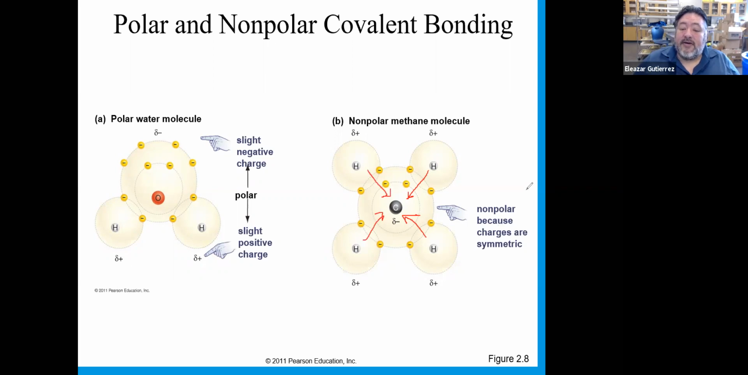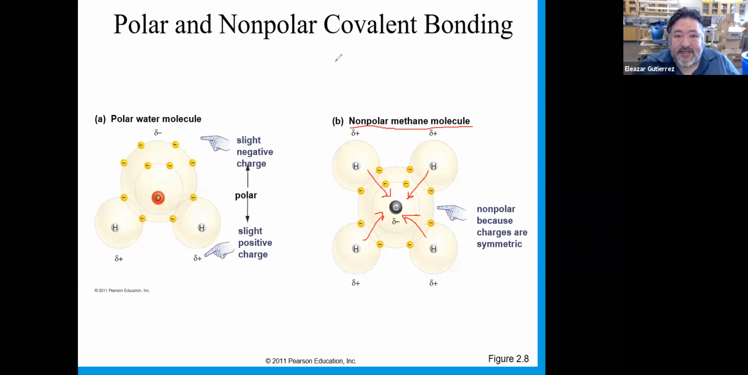Okay? So imagine you have four guys playing tug of war with one big guy so strong that he can pull the same amount from the four. What's going to happen? The short answer is nothing. Absolutely nothing. This dipole cancels this dipole, and this dipole cancels this dipole, and so you end up with a non-polar methane molecule.